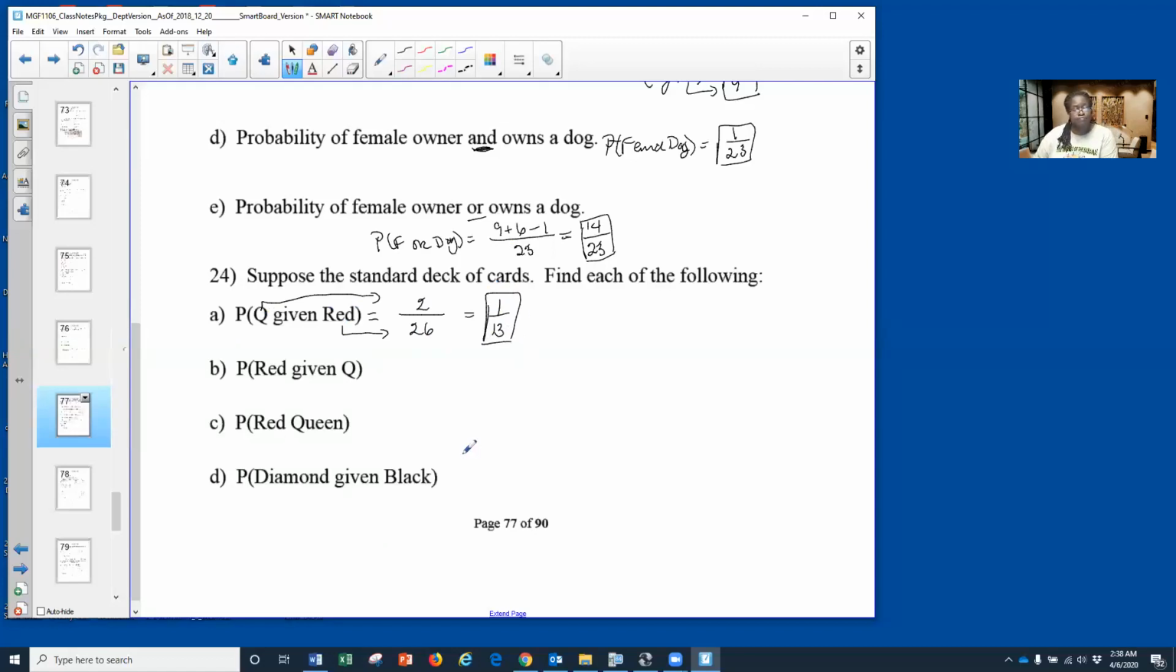Okay. Now you can pause the video and try these next 3. Look for your words. If it doesn't have it, then you're not using the conditional probability. All right, see you when you come back.